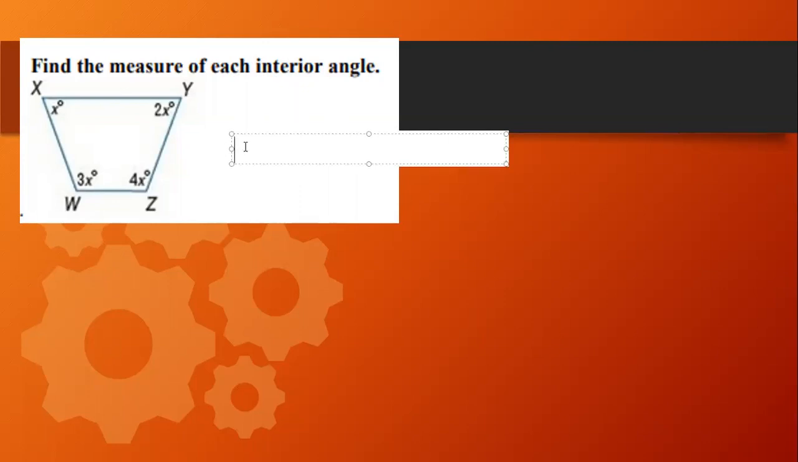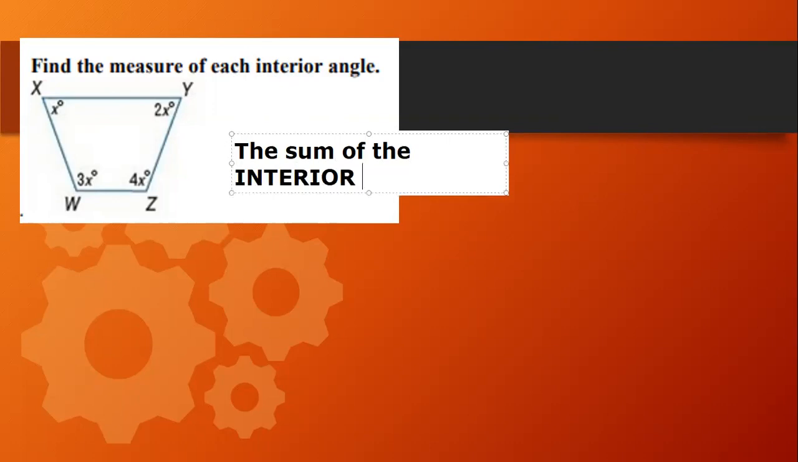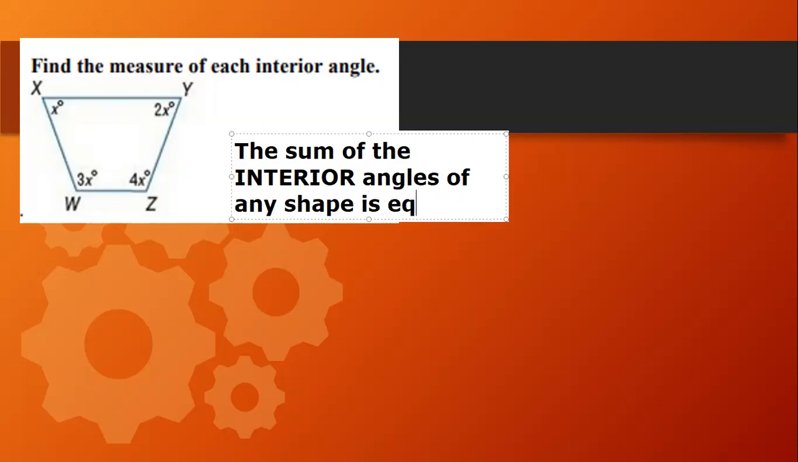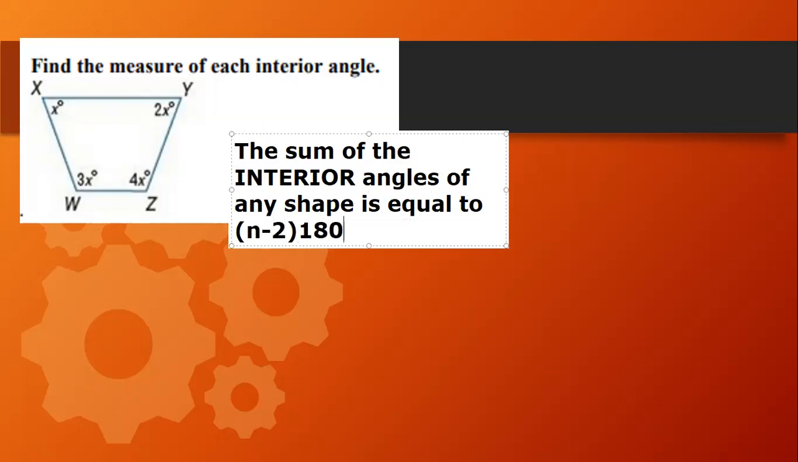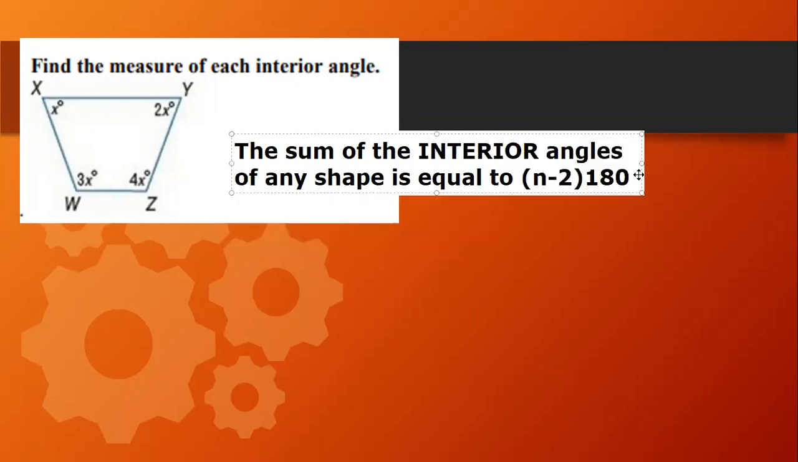So what is the principle? The sum of the interior angles of any shape is equal to n minus 2 into 180 degrees. Okay, or n minus 2 multiplied by 180 degrees. Let's apply that to this shape here.